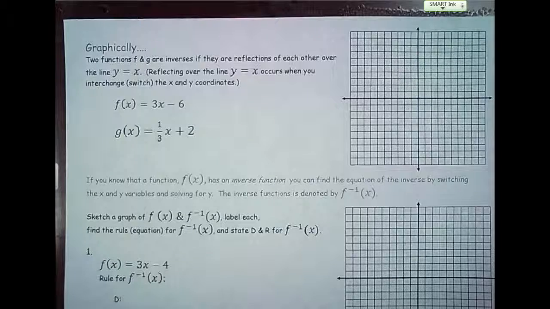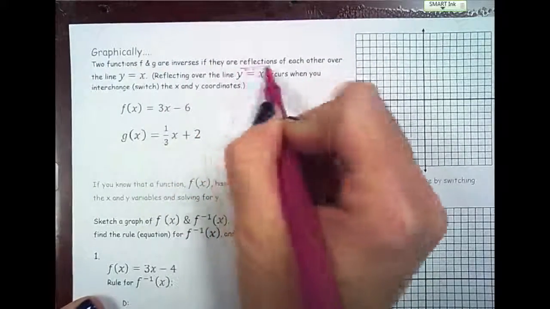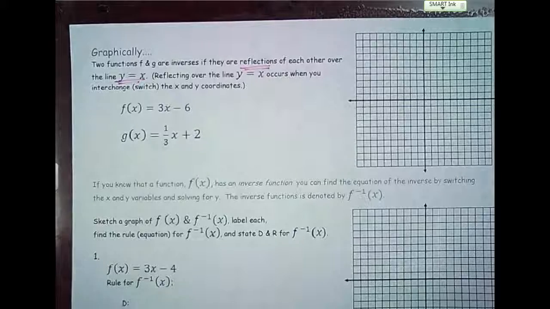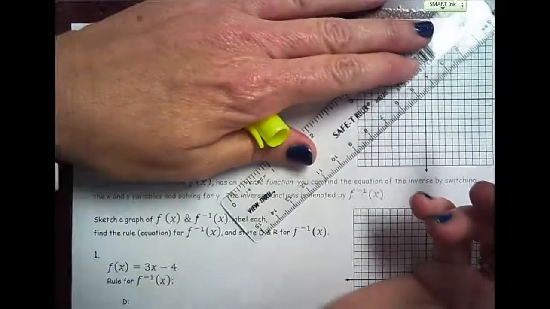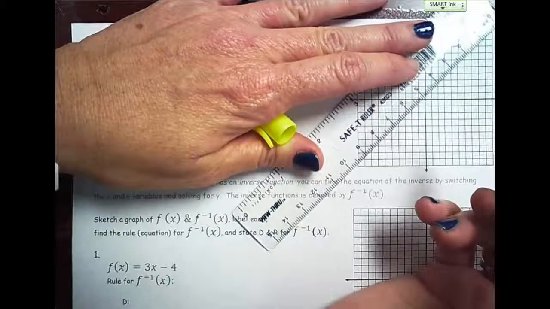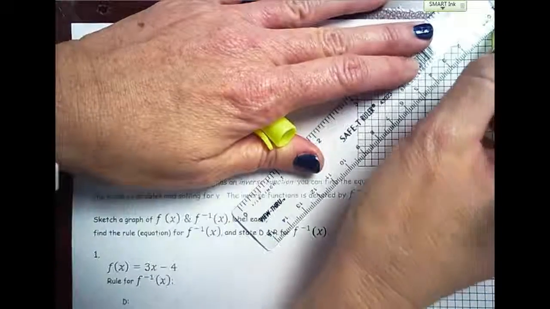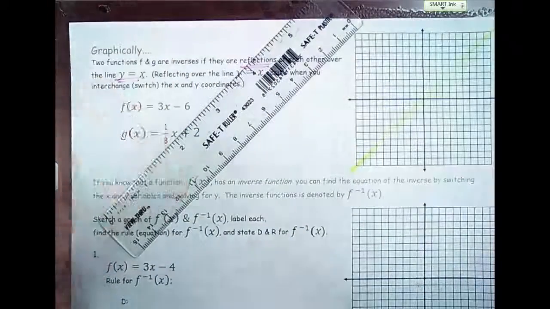I kind of talked about this already, but it says graphically, 2 functions are inverses if they are reflections over what line, guys? What did I tell you? Y equals x. And it makes sense to me because you flip the x and y, right? So therefore, it's a reflection over the line y equals x. I'm going to, with a highlighter, draw the y equals x line. And if you can as well, with something that will make life a little easier. So that's my y equals x.